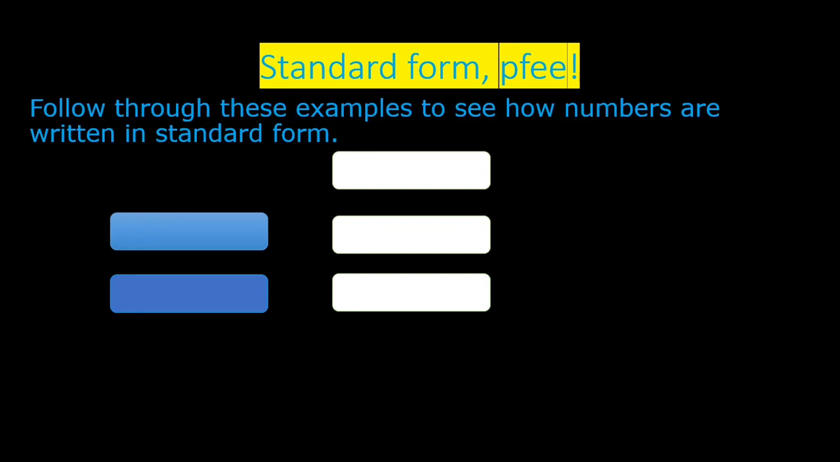Follow through these examples to see how we can write numbers in standard form. Here we have a partially worked example. 52 is a common number. We can rewrite it as 5.2 times 10. Already it is in standard form, because this first number a satisfies the condition that it should be between 1 and 10. And since we have just multiplied by 10, the answer would be 5.2 times 10 to the power 1.